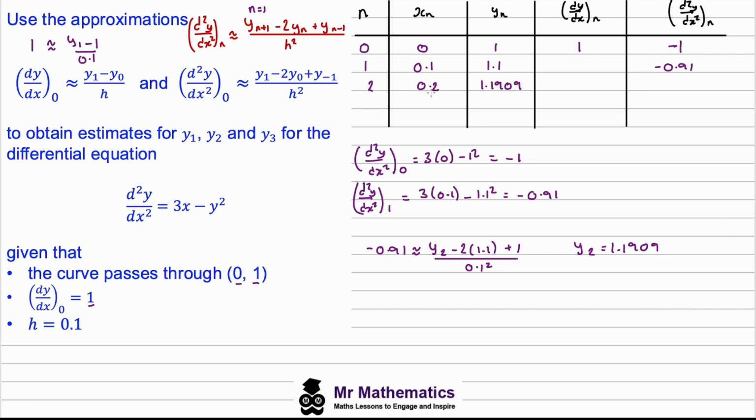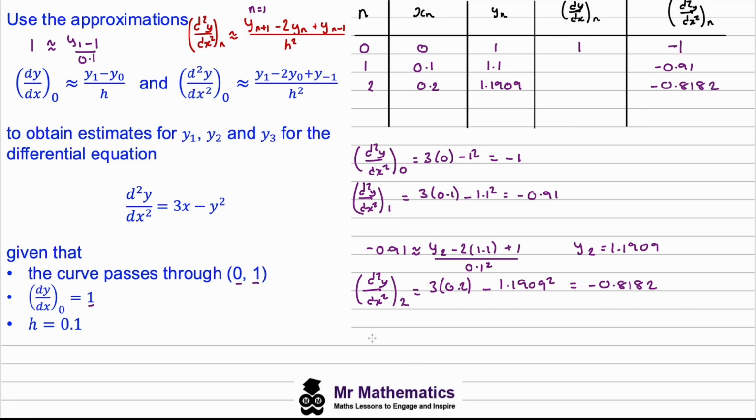Okay, so we've got x2 and we've got y2. Now we can work out the second derivative. So d squared y over dx squared in the second iteration will be 3 lots of our x value minus the y squared. When we work this out, we get negative 0.8182. So again, we'll put this into our table.